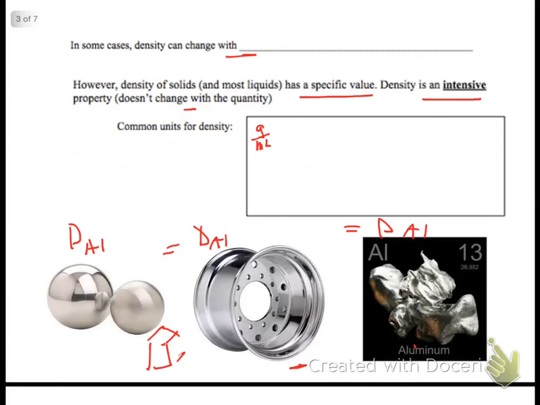So the common units we use for density are grams per milliliter or grams per centimeter cubed, and those are the ones we use most commonly. However, when we're talking about gases, we often talk about grams per liter, and I'll look at why in a second. And sometimes, not usually, you'll run into pounds per inch cubed. Okay.